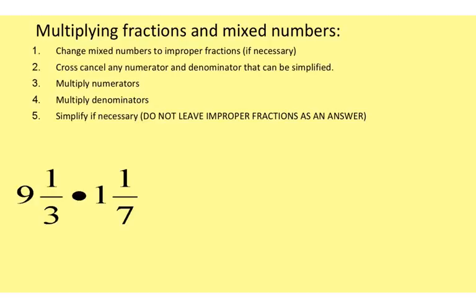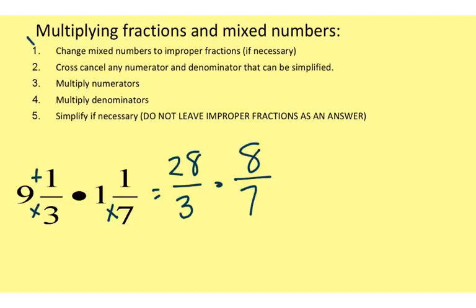The first step is to change mixed numbers to improper fractions if necessary. Well, do I need to do that? Yes, I do. So multiply and add. 3 times 9 is 27, plus 1 is 28. So I have 28/3. Then I'm going to do the next one. 7 times 1 is 7, plus 1 is 8. So 8/7. Done there.